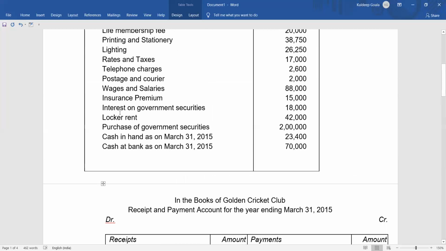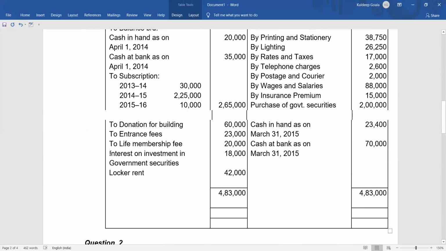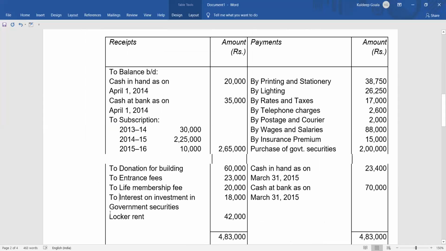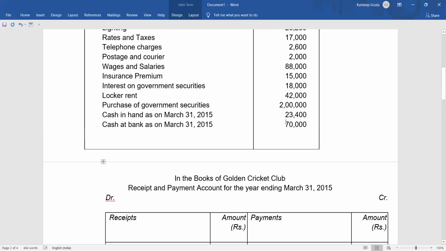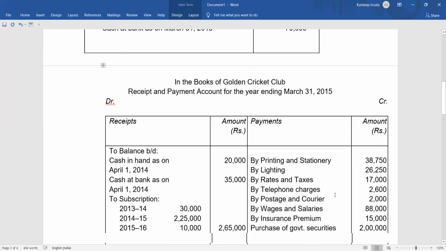Then coming to the next one, interest on government securities 18,000. We have received it. So since it is a receipt, it will come on the receipt side as by, sorry, to interest on government securities 18,000. You can see here, to interest on investment in government securities 18,000. Then coming to the next one, we have a locker rent. It will also come in the debit side as to locker rent, sorry, the amount of locker rent is 42,000. Yeah, to locker rent 42,000. Right. Now we'll go to the next item.